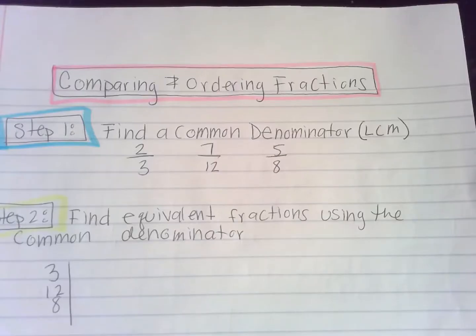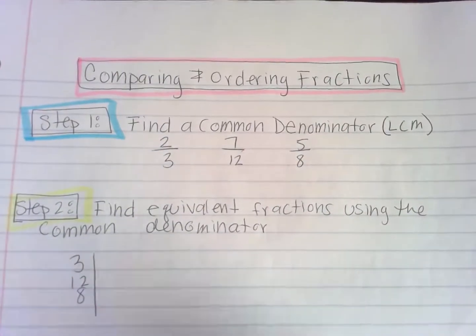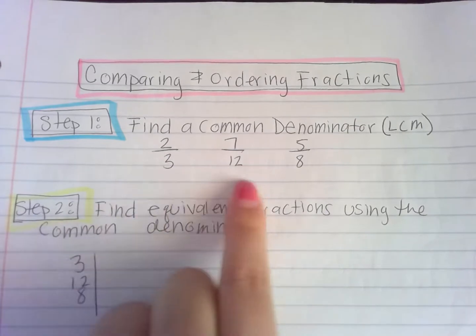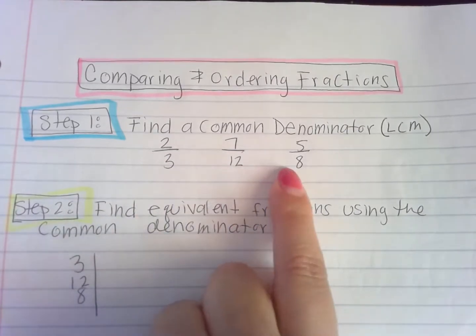Go ahead and turn to a new page and pause and write down comparing and ordering fractions as the title of this page. There are 3 steps that we're going to go over really quickly. They're steps that we've already done before. What we're doing here is that we're going to take fractions and compare which one's higher and which one's lower. In this case, we're given 2 over 3, 7 over 12, and 5 over 8.